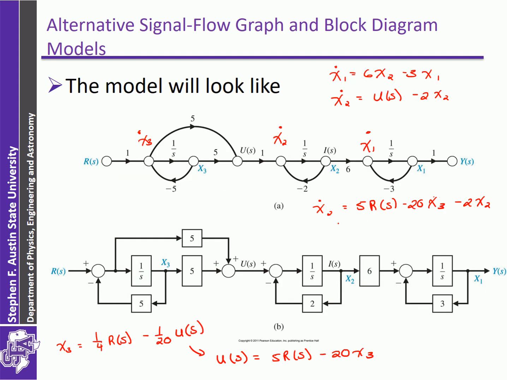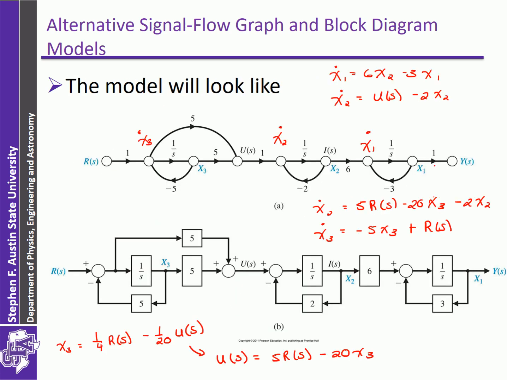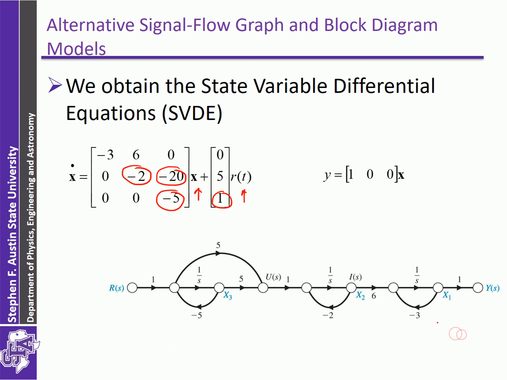Okay, and then we look at x3 dot, and x3 dot will be equal to what? So it's going to be minus 5x3 plus rs, and that's going to be it. So it's going to be minus 5x3 and the rs, and our output will be equal to what? Basically the output y of s is equal to x1. Okay, so this is what we have here.